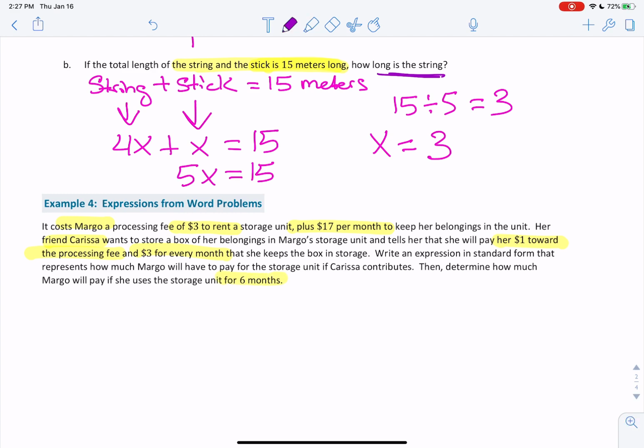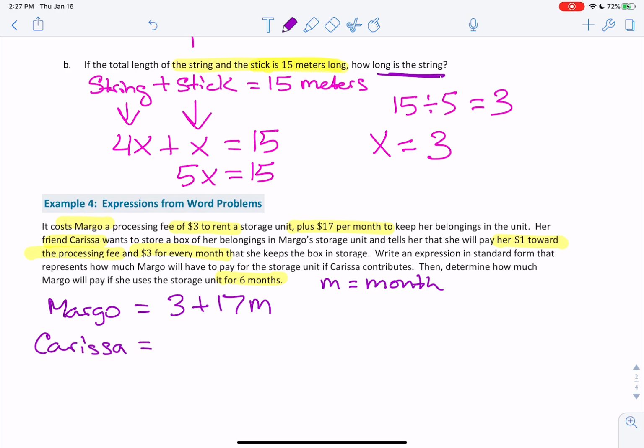Okay, so once again, we got to label our parts. We have Margot, and Margot has to pay $3 in a processing fee plus $17 a month. And I'm going to use M for month. Let's go ahead and label that. Carissa is going to pay $1 towards the processing fee and $3 a month.